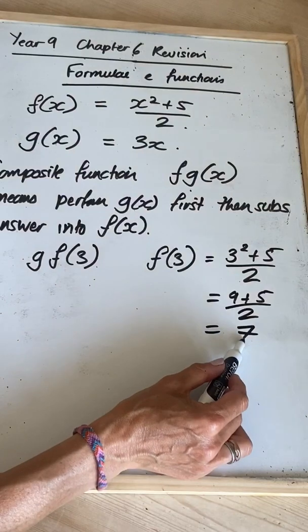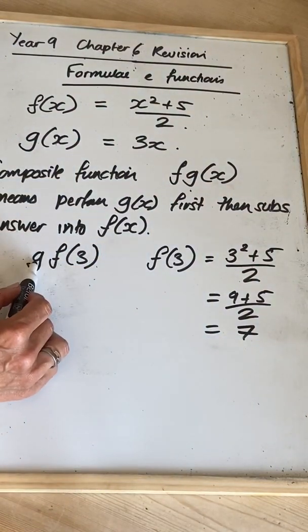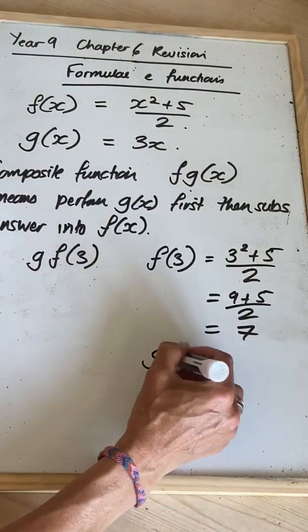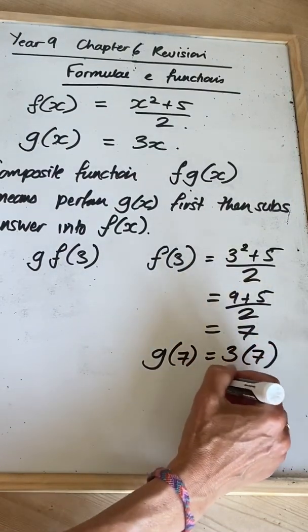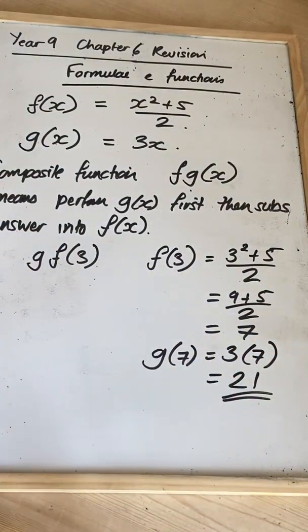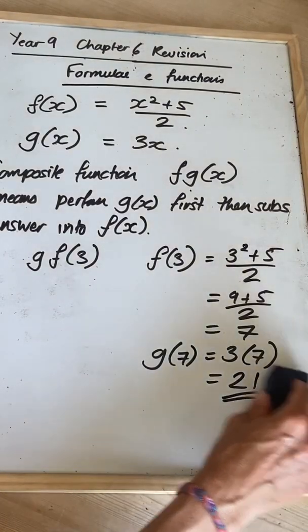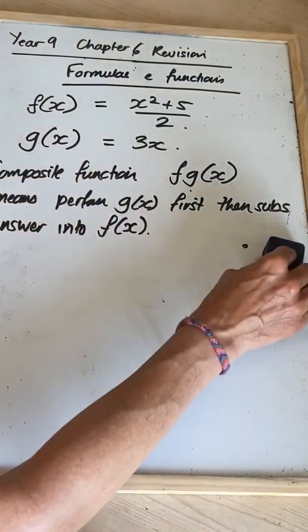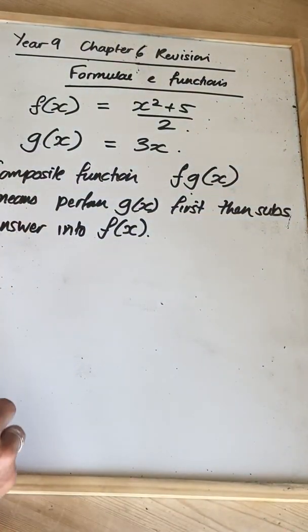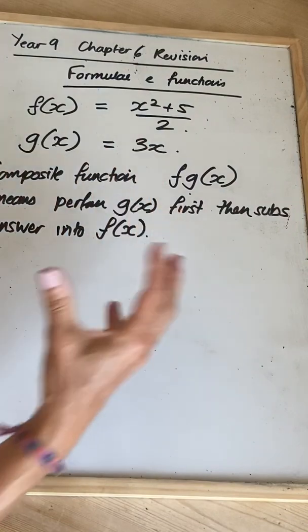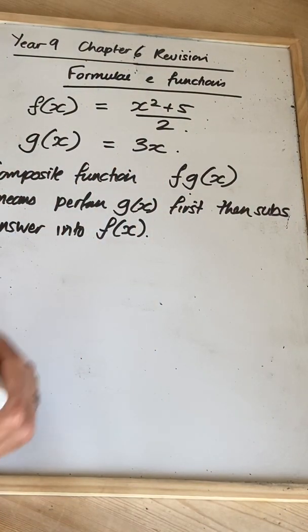Then I take my 7 and I put it into the g function. G of 7 is going to be 3 times 7, which is 21, which is not the same as the answer we got last time, which I think was 43. The other thing they could potentially ask you to do here is not substitute in a value for x, but give the composite function in terms of x.